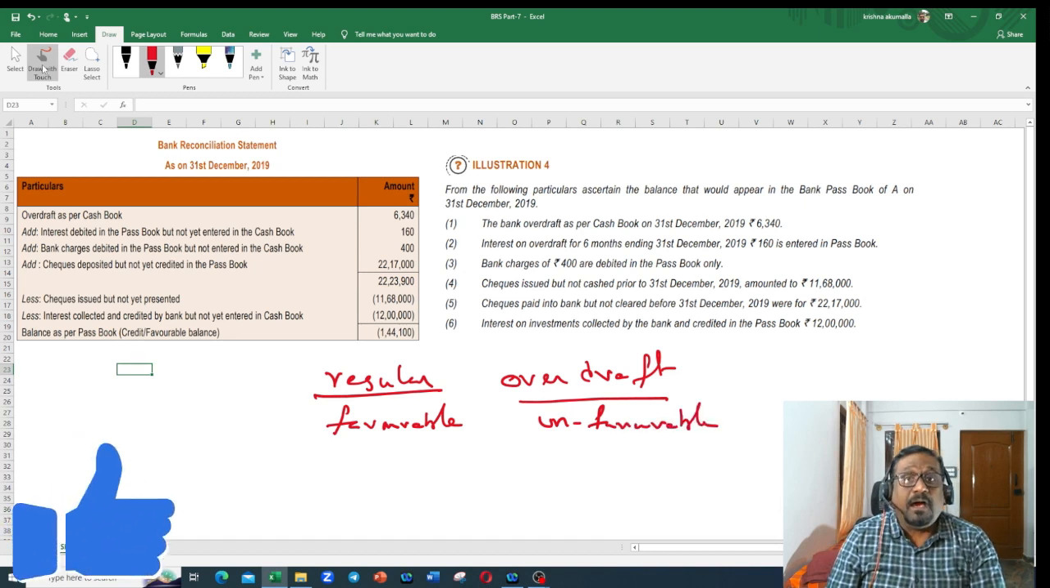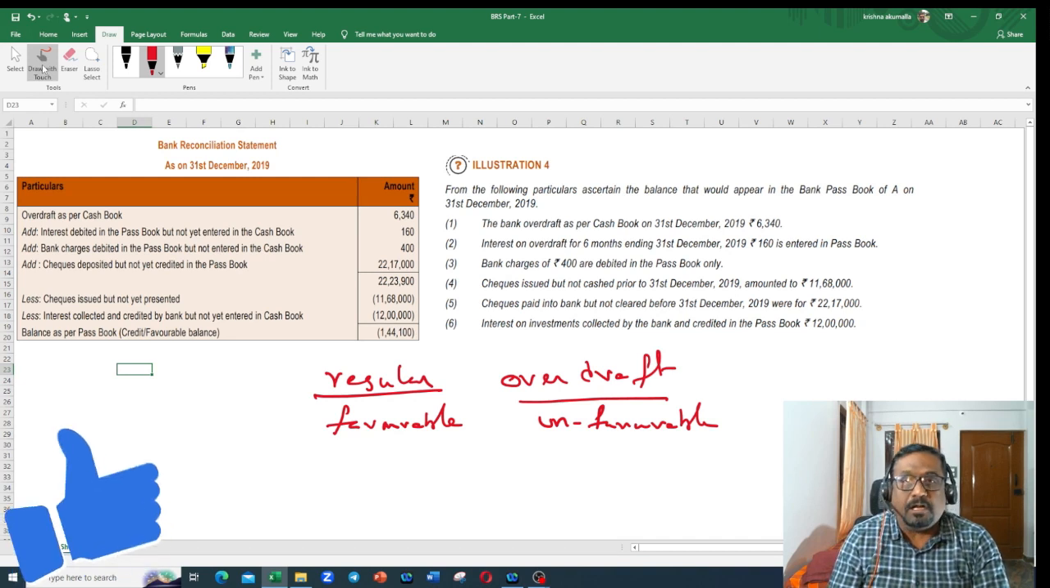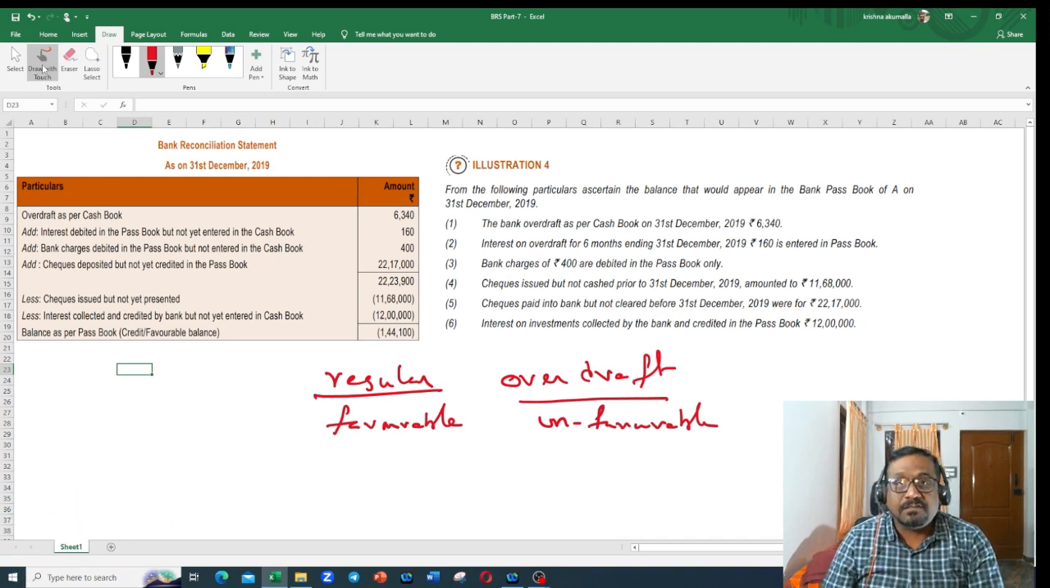This is called unfavorable balance. Why are we calling it unfavorable balance? Because that is not your balance, boss. You have to pay back that amount to the bank. So overdraft is unfavorable balance. The balance you have in the bank is favorable balance.